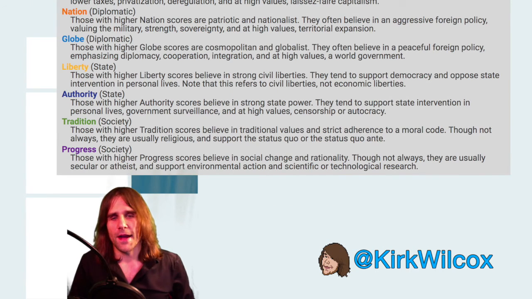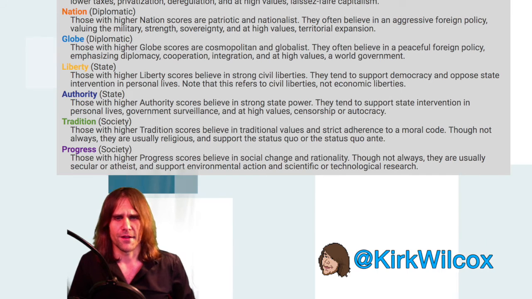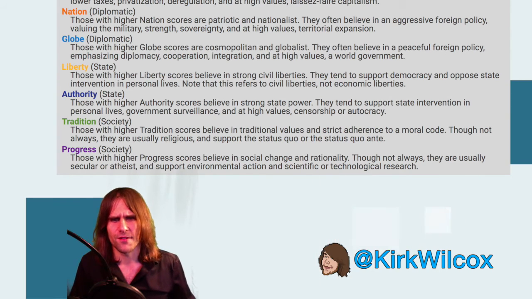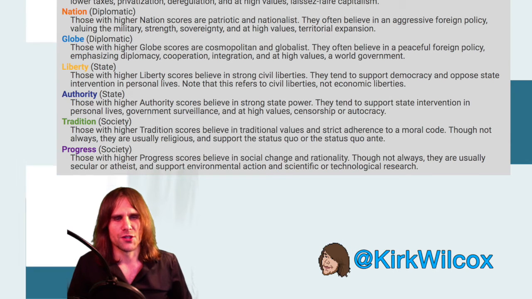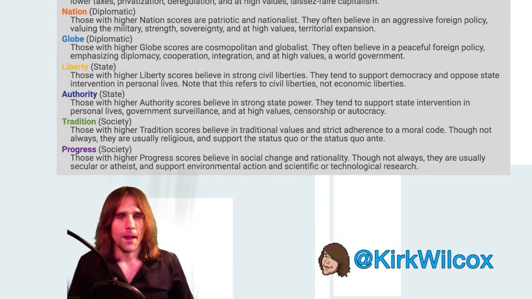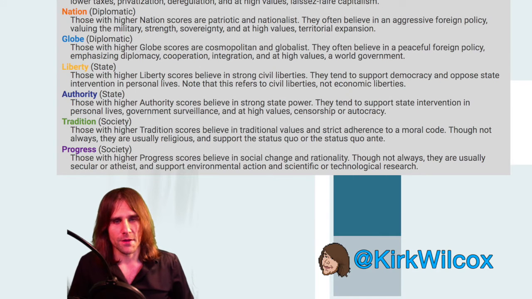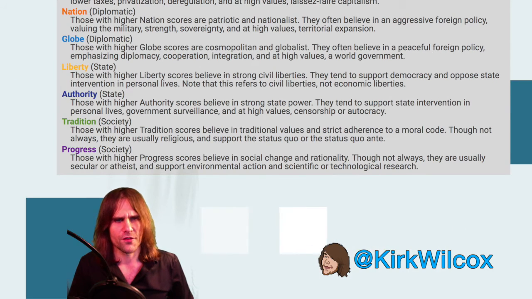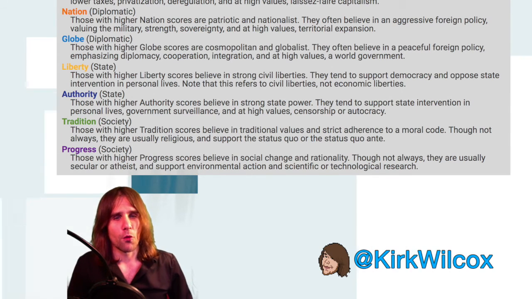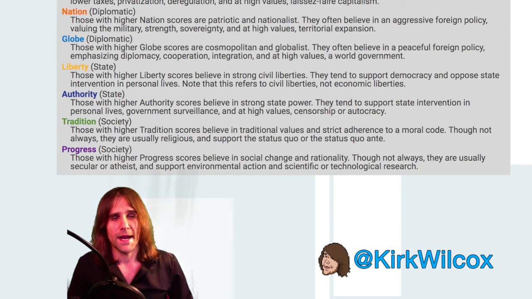And then the fourth axis, we have the society axis. Again, tradition and progress. I don't know why these are two opposites. Those with tradition scores believe in strong traditional values and strict adherence to a moral code. Though not always, they are usually religious and support the status quo or are anti-progress. Those with higher progress scores believe in social change and rationality.